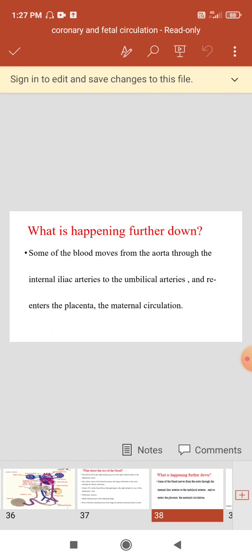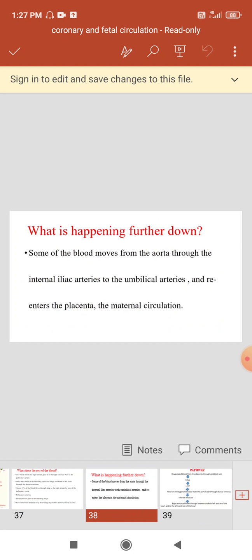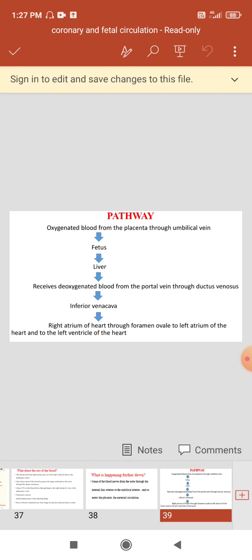Some of the blood moves from the aorta through the internal iliac arteries to the umbilical arteries and enters the placenta. So it enters the placenta and starts the exchange with the maternal circulation. We'll see the detail of this pathway.